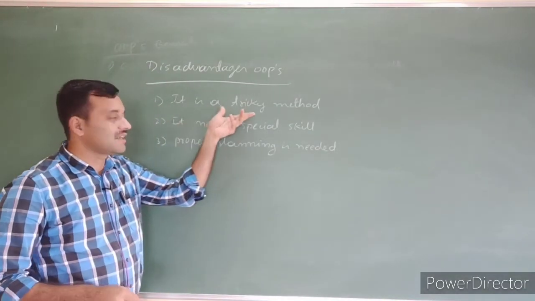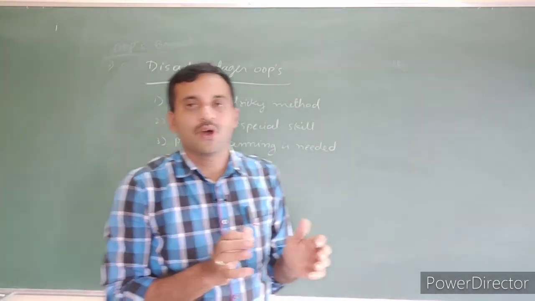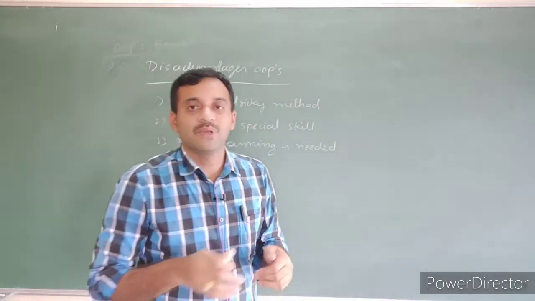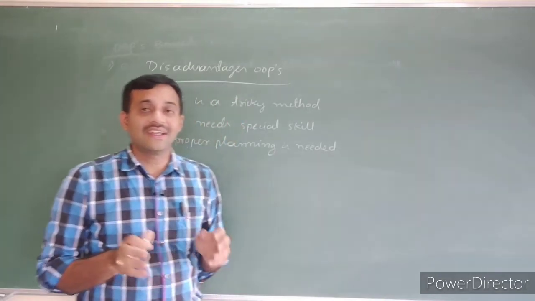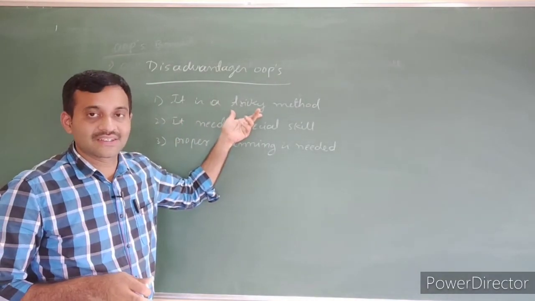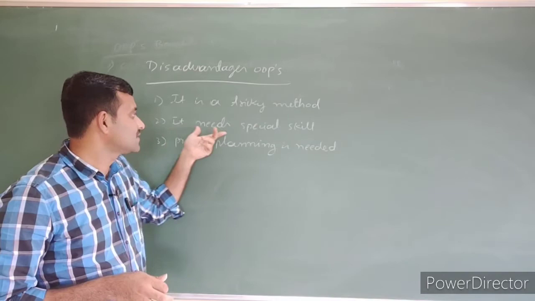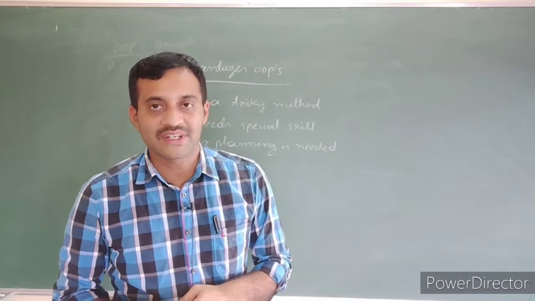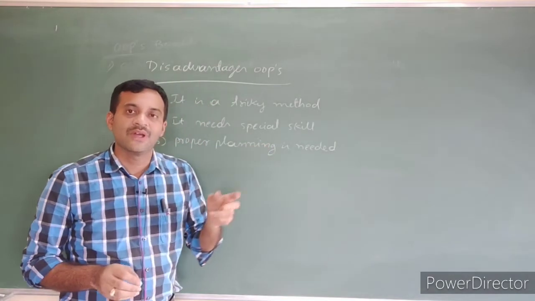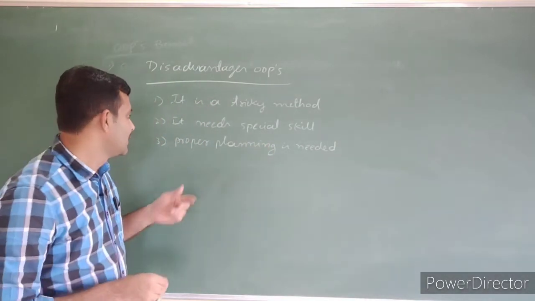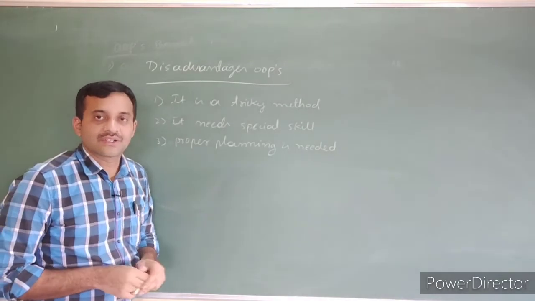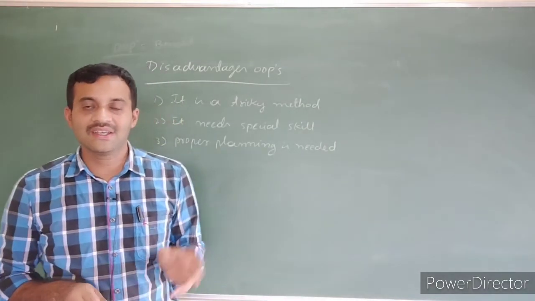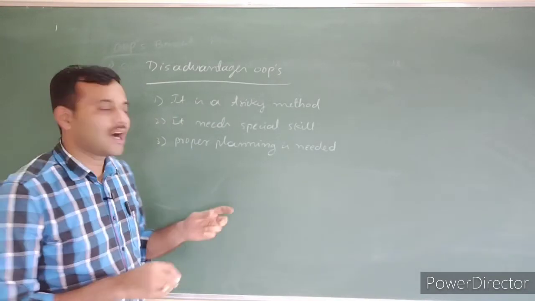So it is a tricky method. The implementation of the object oriented program, then dividing of the lengthier program, then implementation of objects and classes, needs a tricky method. Then it needs special skills in terms of variables, classes and objects. Proper planning is needed. So to implement object oriented programming, it needs proper planning. These are the disadvantages.